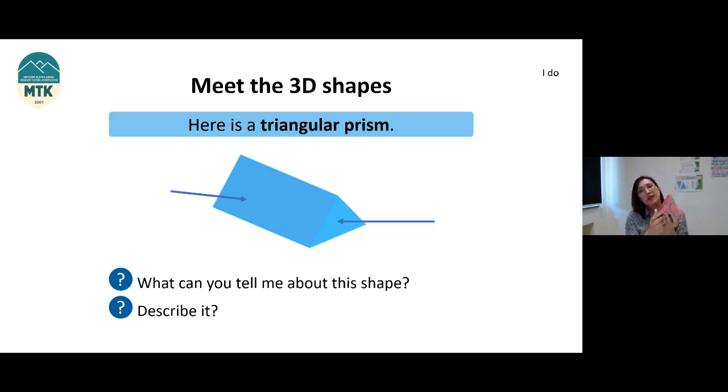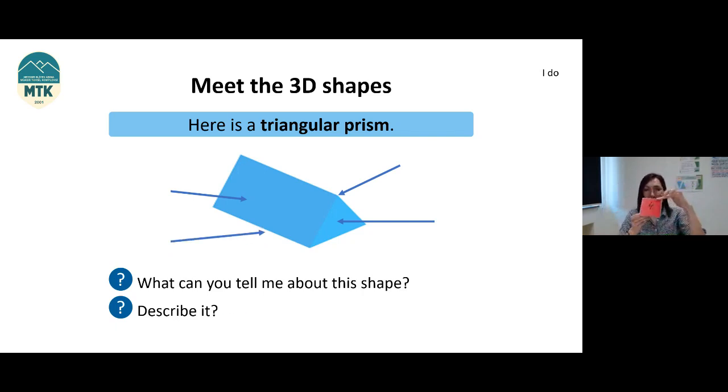But in total, let's count how many faces it has. 1, 2, 3, 4, 5. 5 faces. How about this property? Is that the edge or the vertex? Well done. That's the vertex. 1, 2, 3, 4, 5, 6. So a triangular prism has 6 vertices.